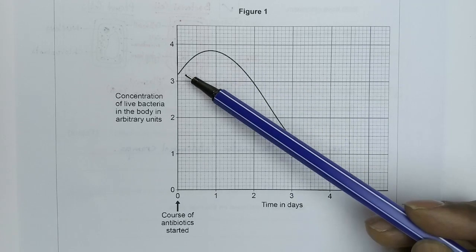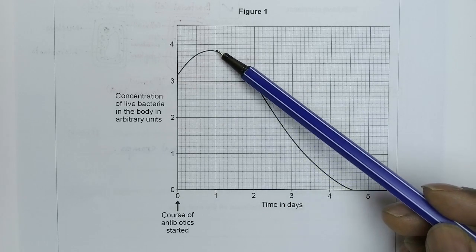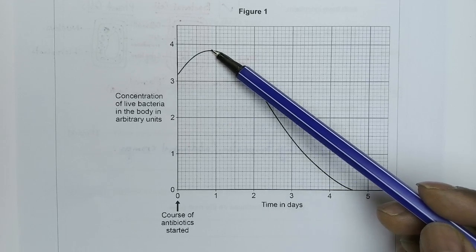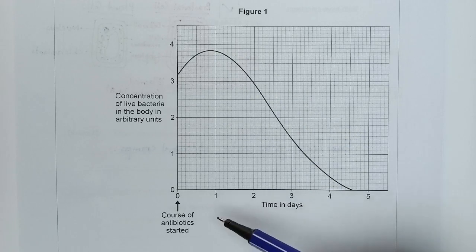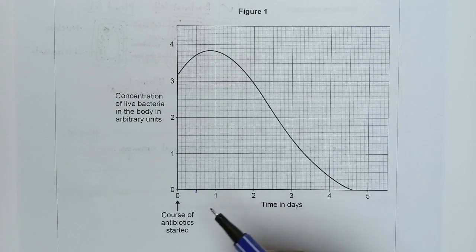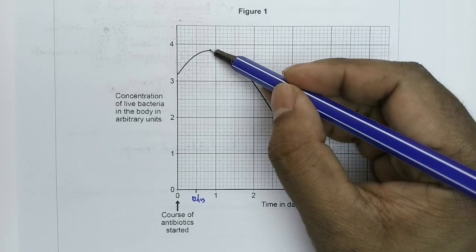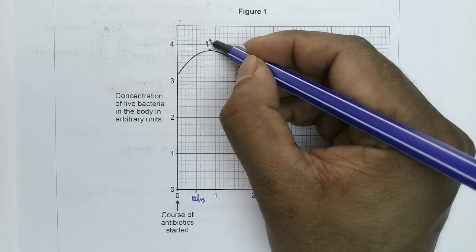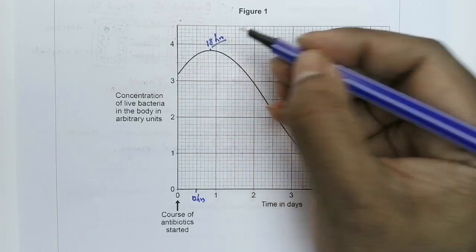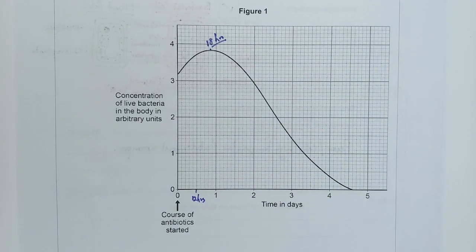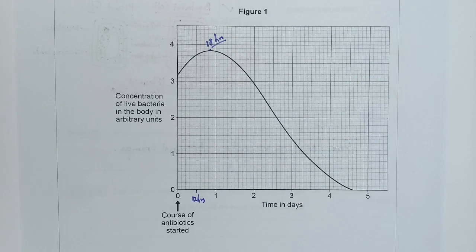As you can see, the line is actually going up to a maximum of about 3.8 and then slowly decreases. Because it's in days, that would be 12 hours. So it reaches a peak at about 18 hours. So let's have a look at what the question is asking us.